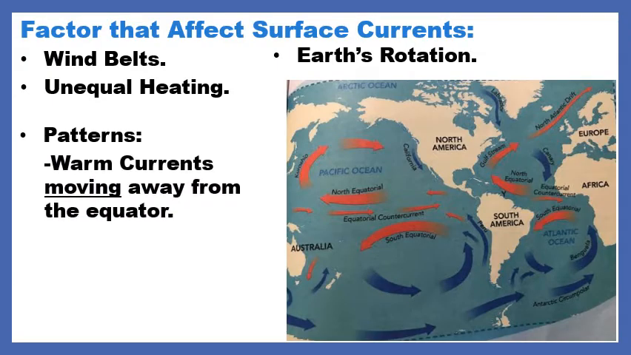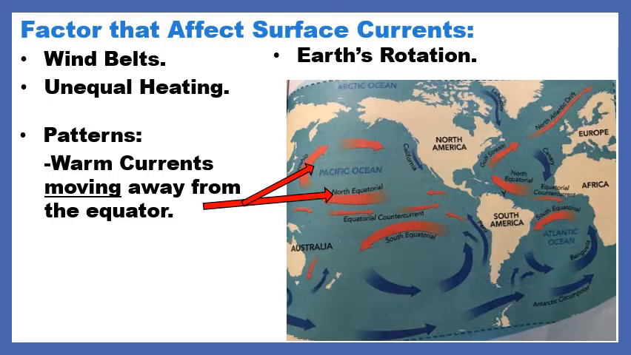So what's going to happen is warm currents are going to move away from the equator. This is a diagram from your textbook. In red, these are the warm currents, and they're moving away from the equator. If I could draw the equator, I'd probably draw it right through the top of South Africa.